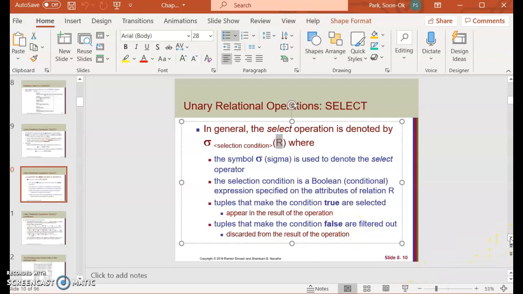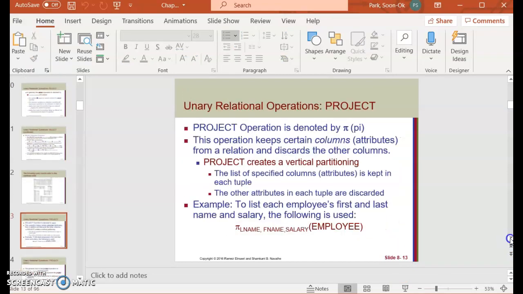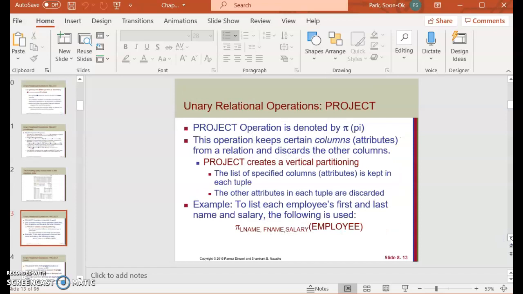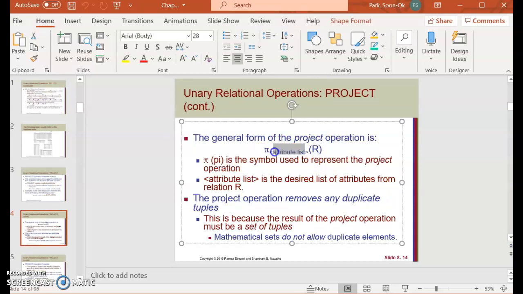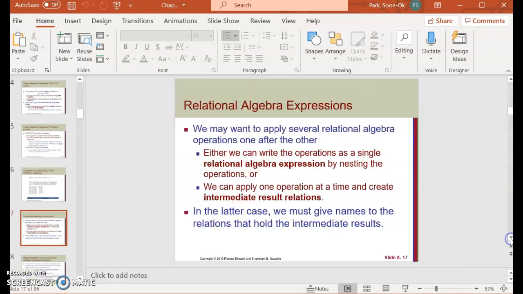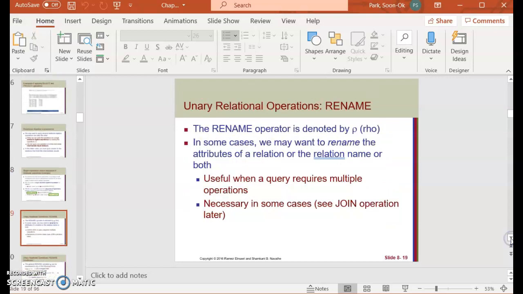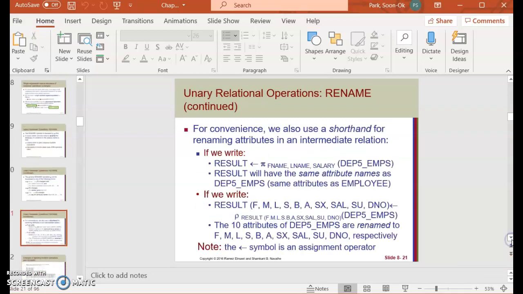Under sigma, there are examples. The project operator in relational algebra uses pi applied to relation R. The attribute list that is selected is shown under the subscript in pi. The next unary operator, rename, uses rho. You can rename attributes and also rename the relation.